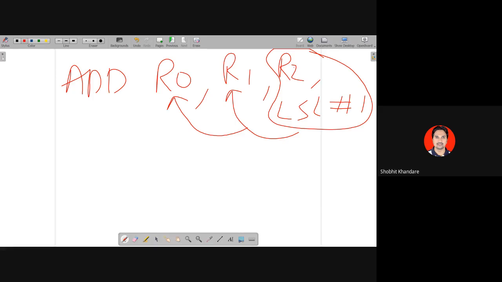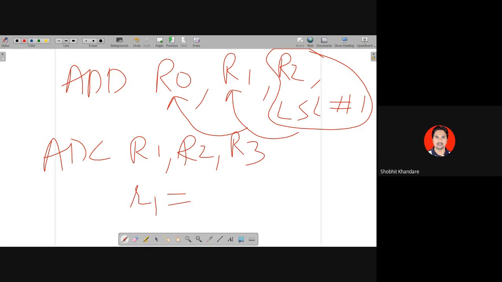So if you ask me for ADC, that is with carry. ADC is with carry. So for ADC also we have seen some of the examples, okay, in 8051. But here also, if you want a simple example, if I am writing down ADC R1, R2, R3, ये instruction क्या कर रहा है? R1 will have R2 plus R3 plus the carry. Okay, so this is simple.